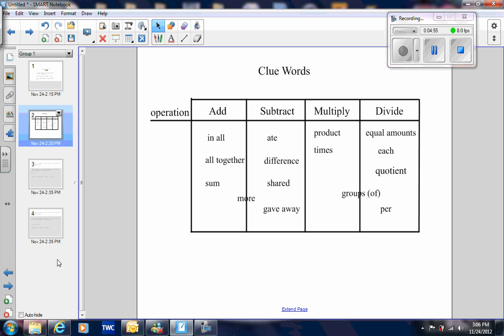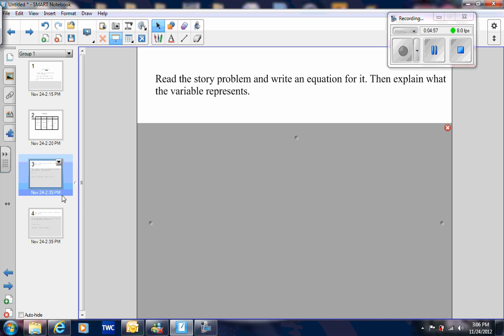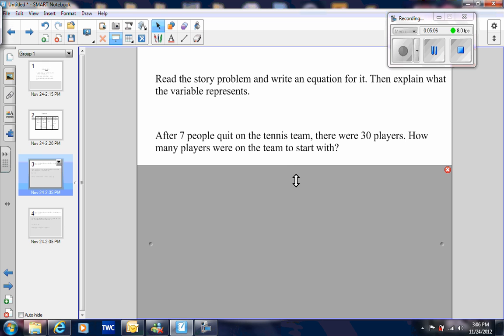Okay, let's go on to a story problem here and give it a shot. Read the story problem, write an equation for it, then explain what the variable represents. So here's your problem. After 7 people quit on the tennis team, there were 30 players. How many players were on the team to start with? All right, so quitting, that was not one of the words we had on the previous slide, but it's a clue word nonetheless that tells you which operation.